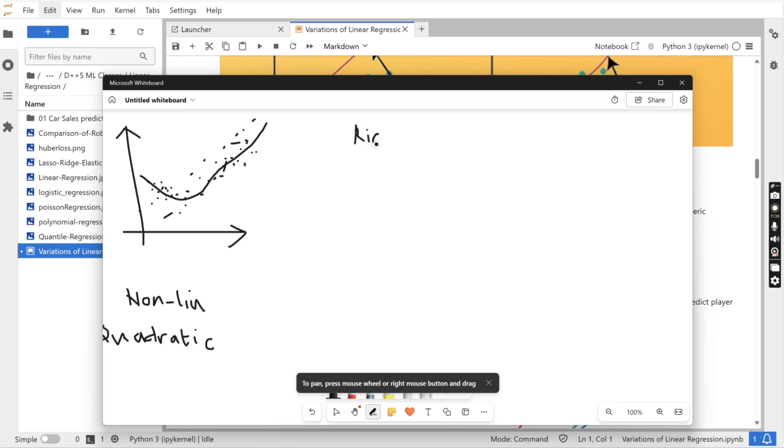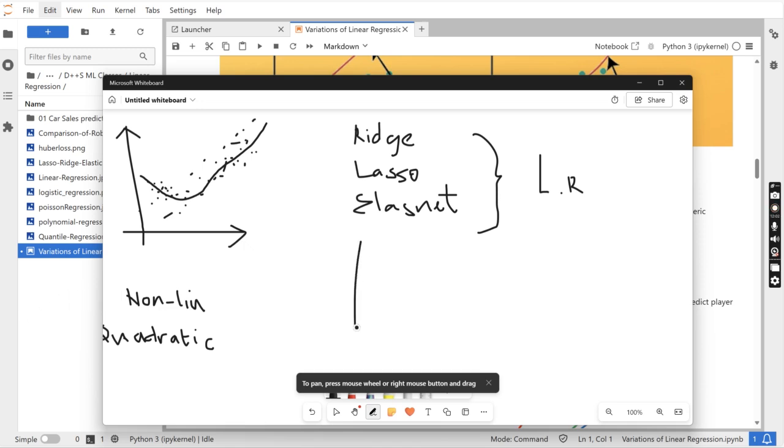Okay. And then we have lasso, and then we have elastic net. We call it elasnet or elanet, actually elastic net. So all these three regressions are very slight variations of your actual linear regression that you have already learned. How? The question is how.